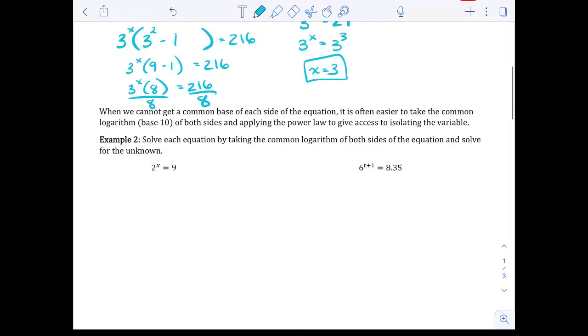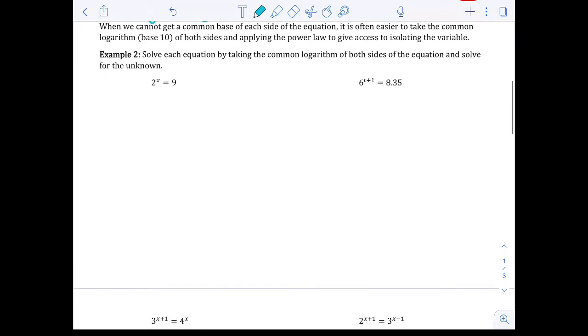We'll keep going here. It says, when we cannot get a common base on each side. So a lot of those ones worked out to be a base of 3. But what happens if we cannot get them? It's not a nice whole number.